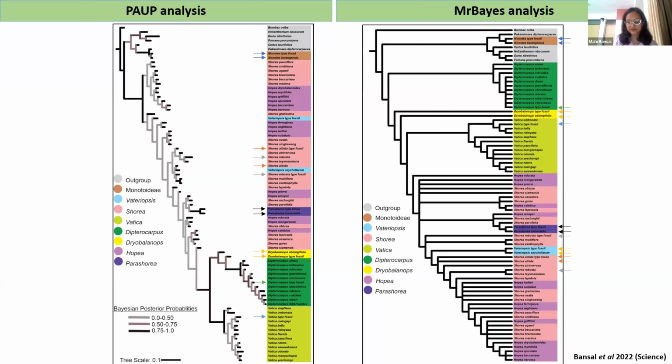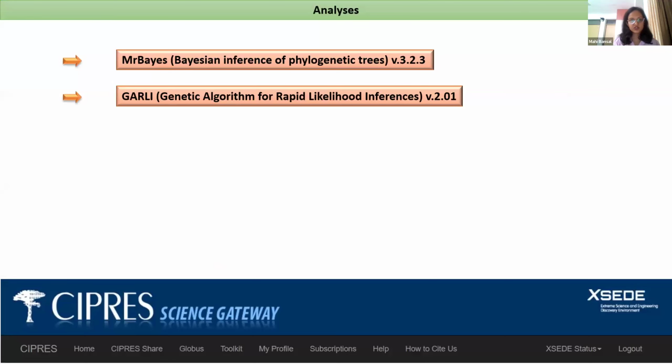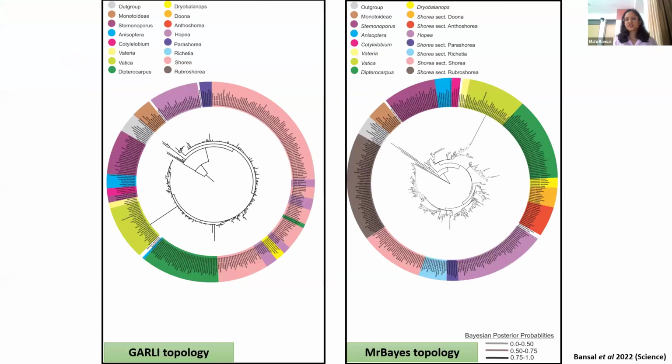So these two morphological phylogenetic topologies help us tease apart the position of our fossils within the different clades of Dipterocarpaceae phylogenetic tree. Next, we downloaded the DNA sequences of all the available Dipterocarpaceae members in GenBank and then analyzed it using these two softwares to have the evolutionary relationships among different Dipterocarpaceae members.